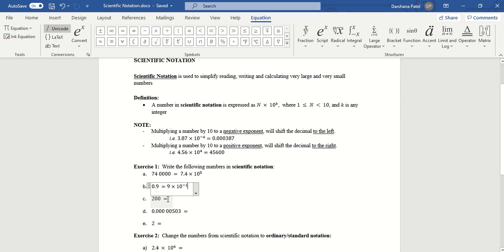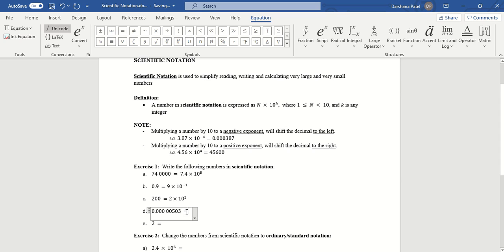So 200, I know I'll get a positive exponent. There is no decimal at the end, so you move it 2 places. Again, how do I know 2 places? Because if you move 1 place, you get 20. It's not between 1 and 10. So one more will give us 2 times 10 to the power of 2, or 2 times 10 squared.